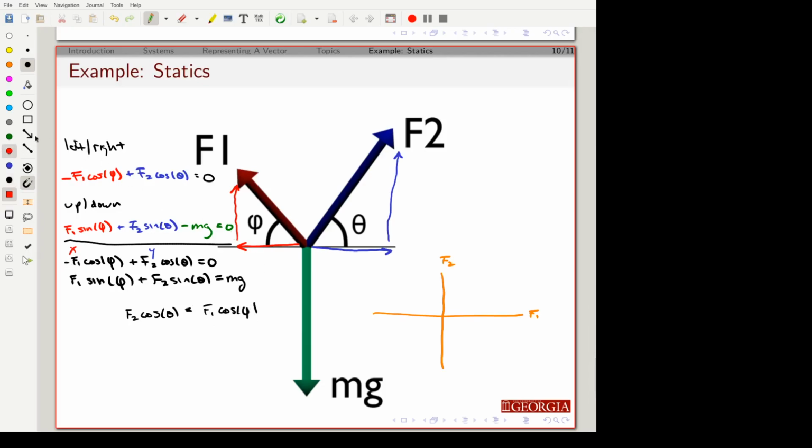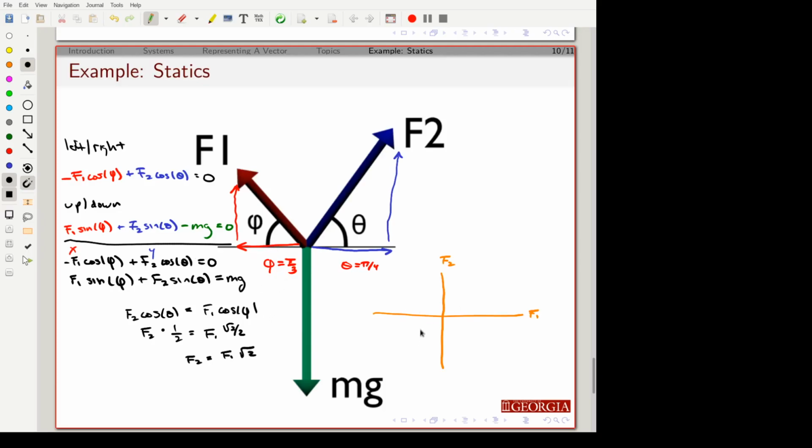Let's throw some numbers in here just to see what they look like. Let's suppose phi is pi over 3 and theta is pi over 4. If that's the case, what do I get? I'm going to get F2, this is going to be 1/2. It's going to be F1 cosine of pi over 4, then is going to be what? Square root of 2 over 2. So I get F2 is F1 times square root of 2. Okay.